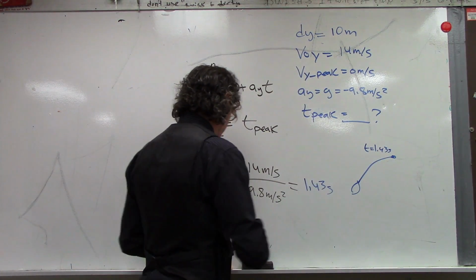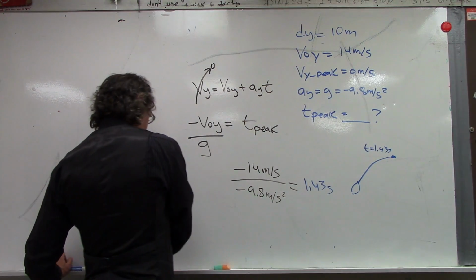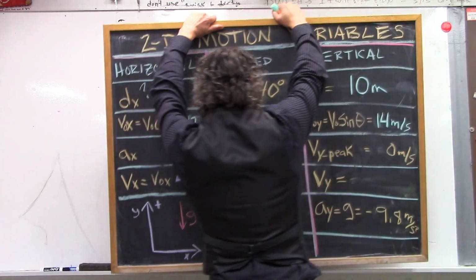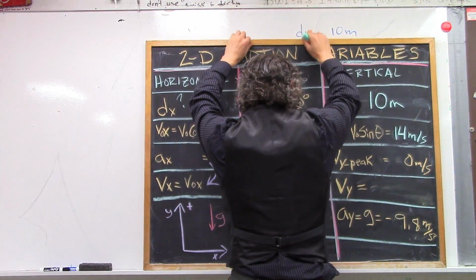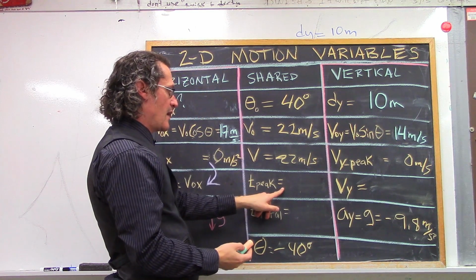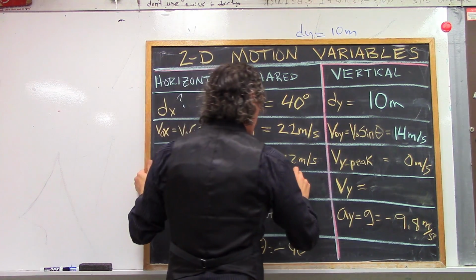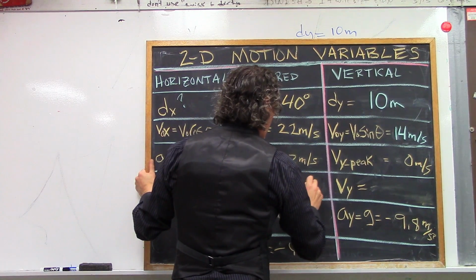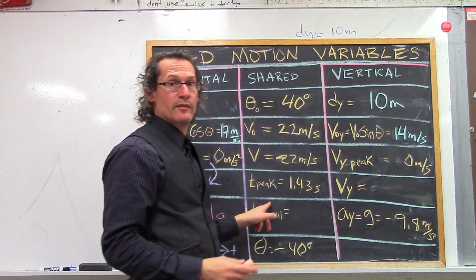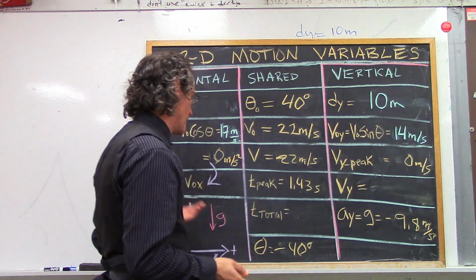Guess what? Time to put that in the information board because we're almost done. We're going to get the range and then we're going to celebrate, and hopefully it was a good kick. All right, t peak. Hello, t peak. 1.43 seconds. Like so. T total is going to be double that because of the symmetry of the problem.